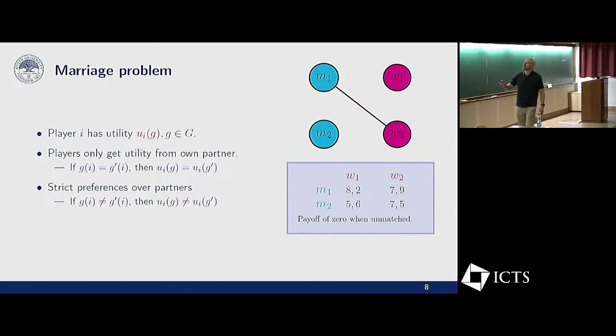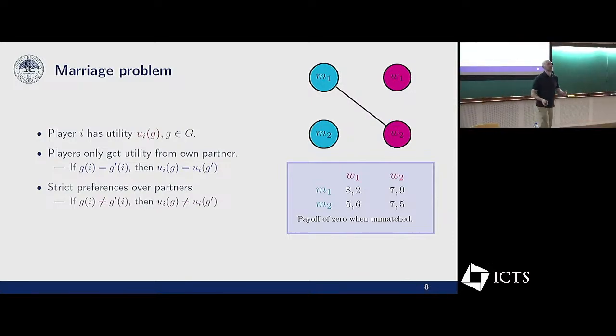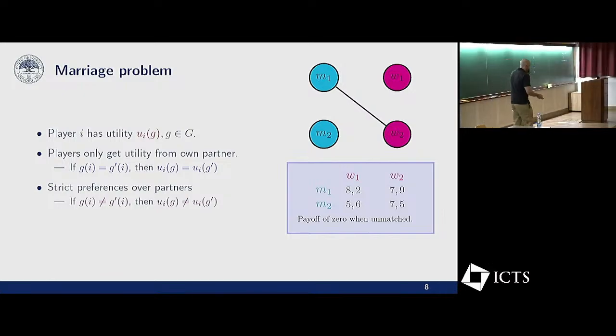And we're also going to assume strict preferences over partners, which means if your partner is different at matching G and G dash, then you get a different payoff. So you're never indifferent between any two people on the other side of the market.